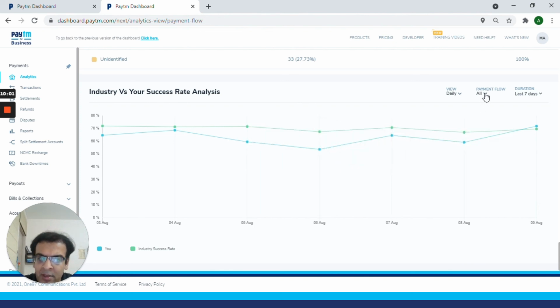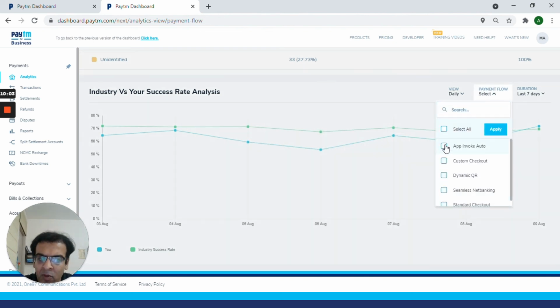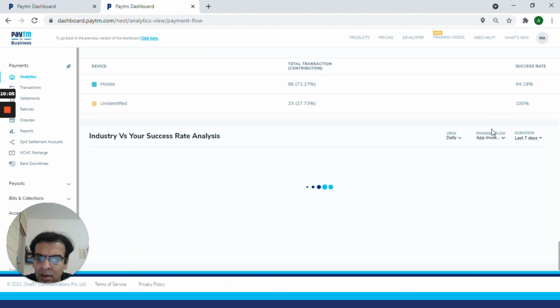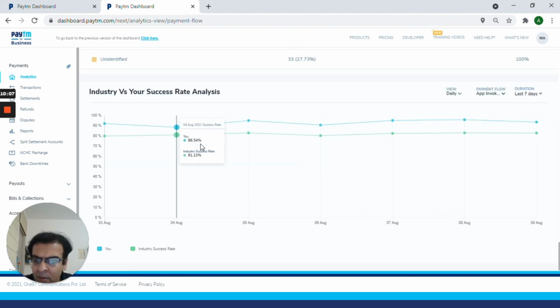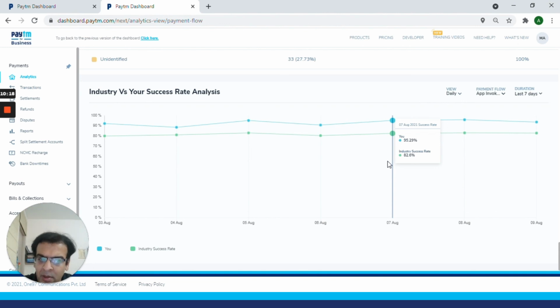So let's say I just select a filter of app invoke here, the performance of the merchant in terms of success rate is much better than what the industry is doing. So these are the insights which you can draw from this particular widget.